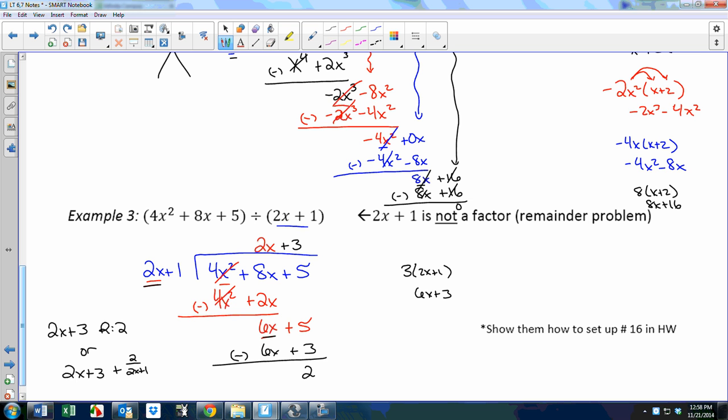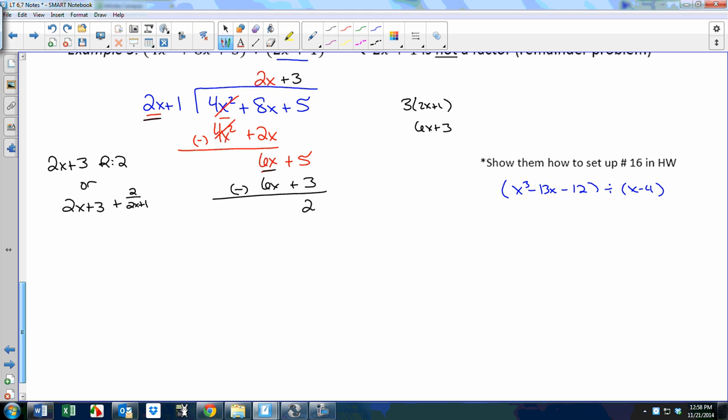All right, and then evidently show them how to set up 16. Evidently there's something going on with 16. Let's see, 16 says x cubed minus 13x squared. Oh, minus 13x minus 12 divided by x minus 4. All right, so I can see why it says show them how to set it up. X minus 4 is being divided. Well, it's going to go under that division bar. If x cubed is your degree 3, what needs to be right after that? An x squared. So make sure you put a placeholder there, x squared, then the minus 13x, and the minus 12. Then you're good to go.